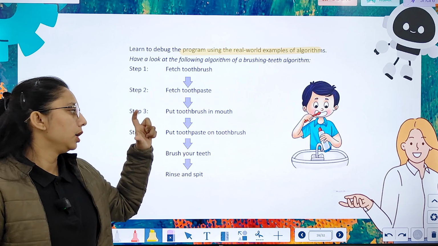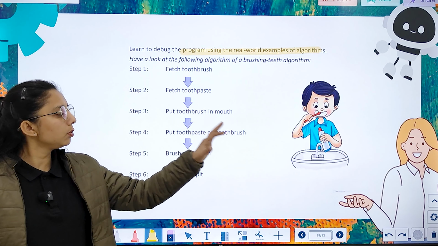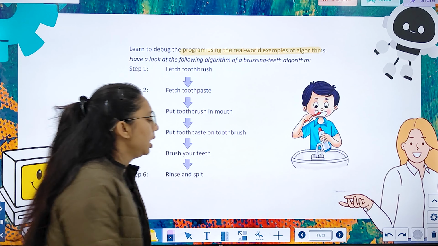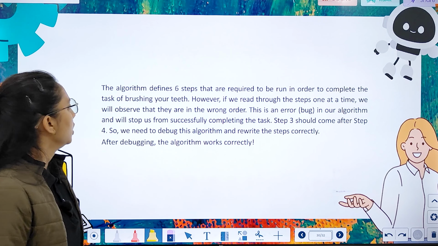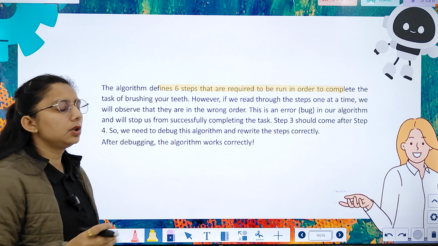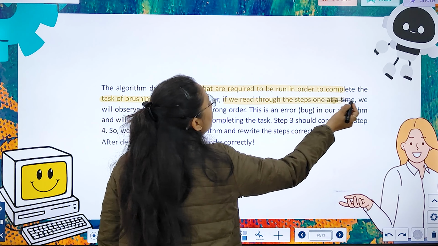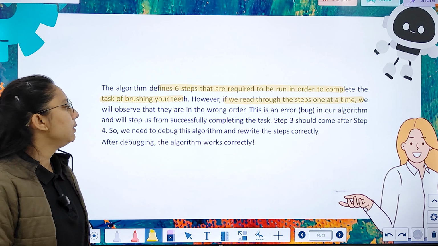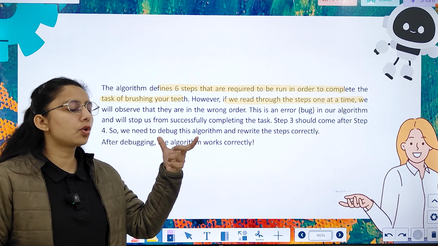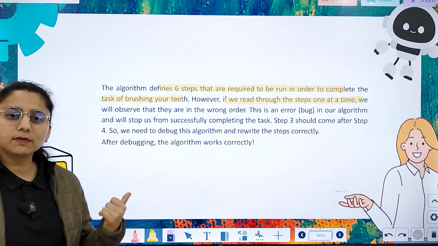Here is the mistake. You can see the mistake. What will you do? First of all, you will put the toothpaste on the brush and then you will put the toothbrush in the mouth. The algorithm defines 6 steps that are required to complete the task of brushing your teeth. If we read through the steps one at a time, we will observe that they aren't wrong on their own. You have to debug your algorithm as I have told you.